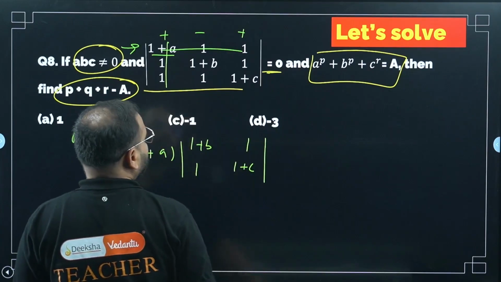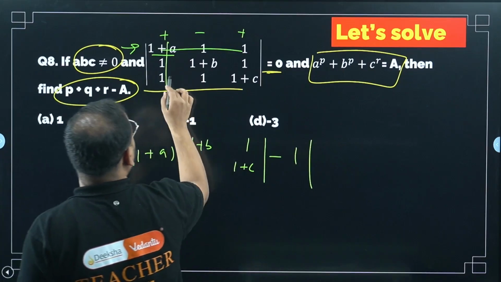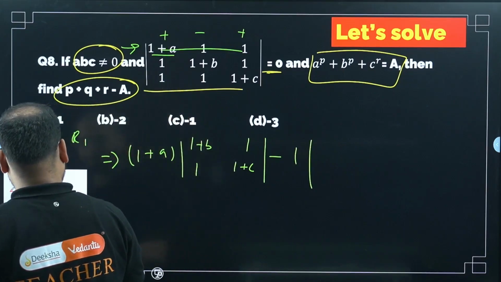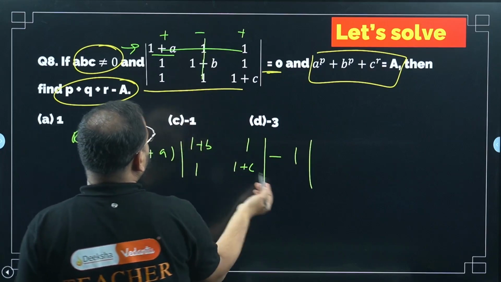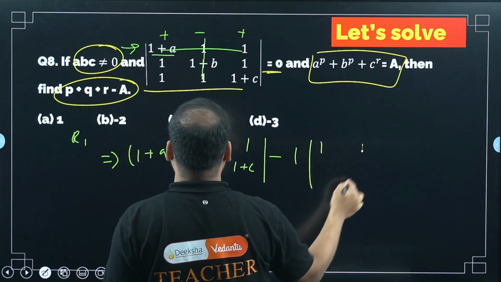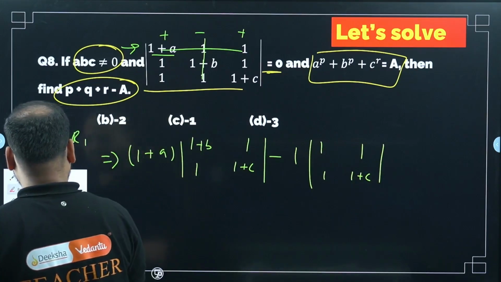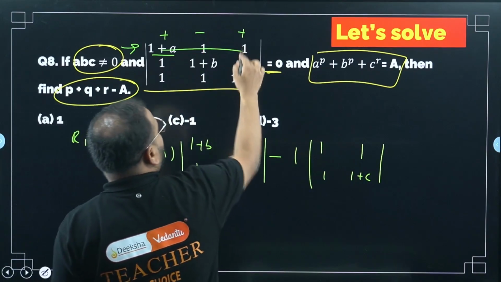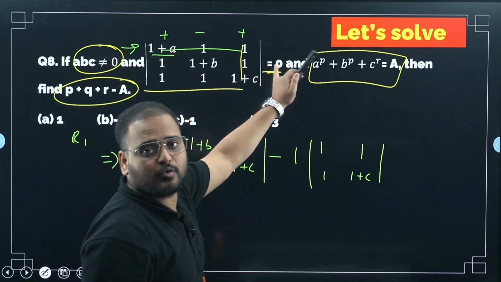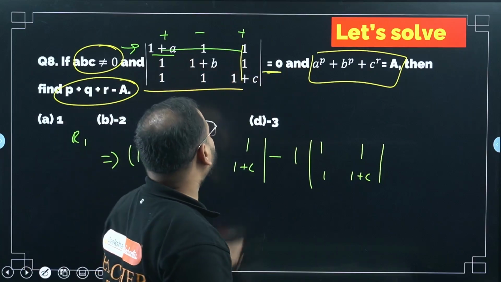Okay. What about this? Minus 1 times of. Now I'm cancelling the second column. So minus 1 times of 1, 1, 1, 1 plus C. Now what am I cancelling? The third column. I hope you understand that. I've taken the first row, so the first row is cancelled. Now first column for the first element, second column for the second element, third column for the third element.